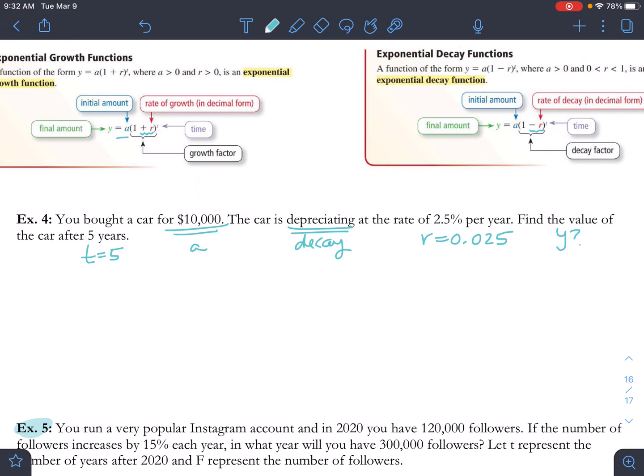Okay, you've probably heard this before, right? You buy a new car, you drive it off the lot, it immediately loses value. And it loses value every year you have it, right? A 2020 car is more valuable than a 2015 car. So depending on that situation, we've got y equals 10,000, the initial amount, times 1 minus 0.025. Why did I subtract? Because we're decaying. The car isn't gaining value. The car is losing value, unfortunately, to the t, so to the fifth.